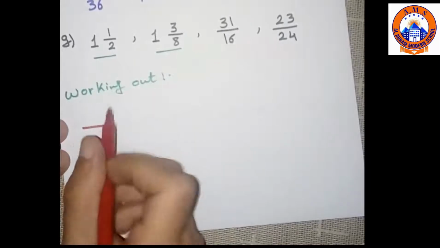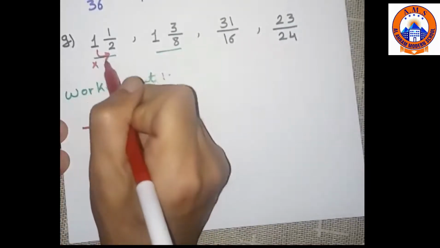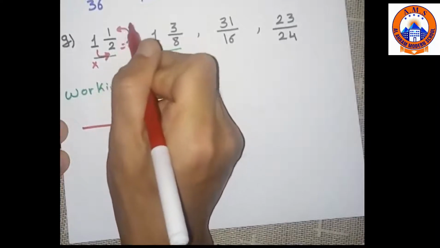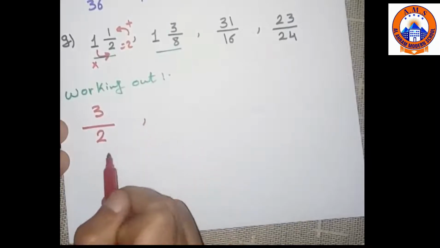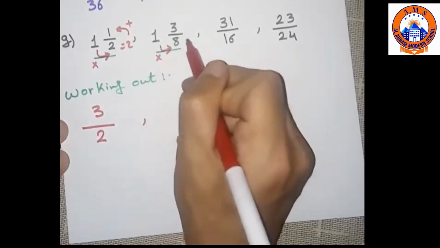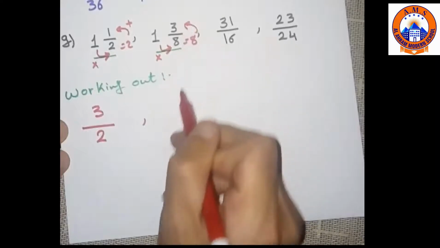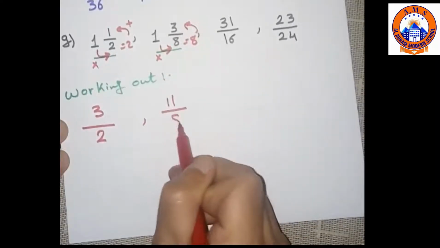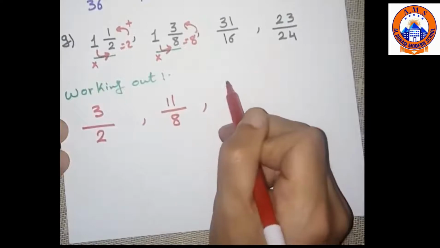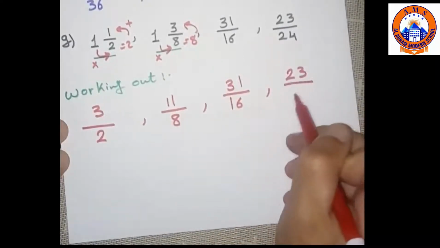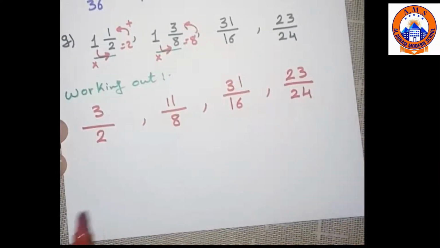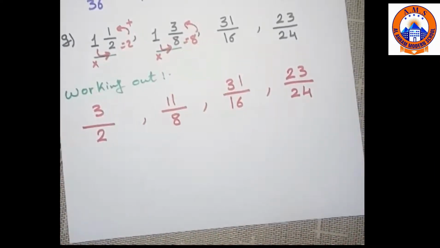So the first fraction I will get down and multiply. 1 by 2 equals 2, then 2 plus 1 is 3, and the denominator is still 2. Then 1 by 8 equals 8, 8 plus 3 equals 11, and the denominator is still 8. Then we have 31 over 16 and 23 over 24. We just make all the fractions improper, then we're going to make all the denominators the same.